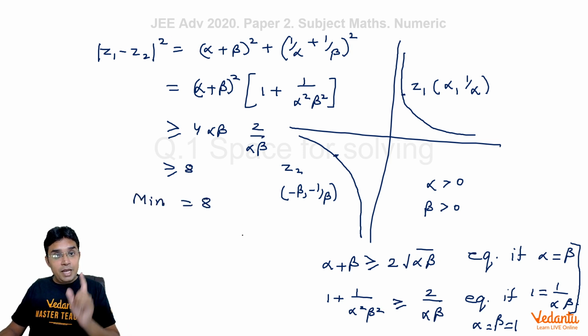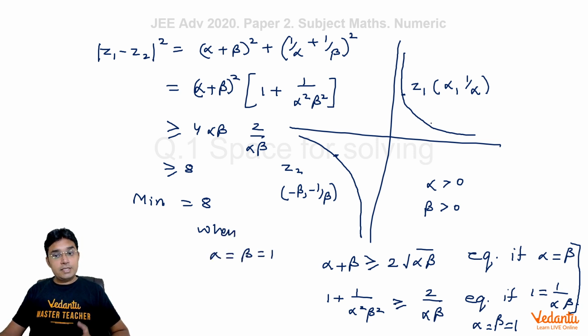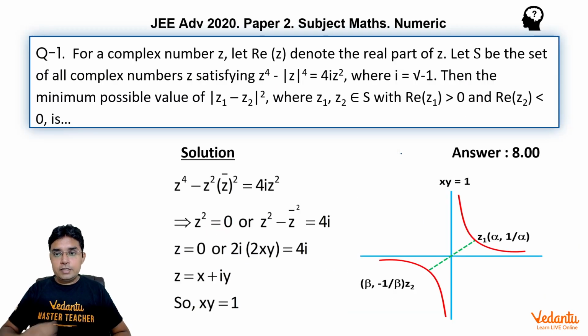And also this minimum can happen because I have shown you these equalities will happen when alpha is equal to beta is equal to 1. And you can see it is giving you the same result. That minimum will happen if you take P to be (1, 1) and you take Q to be (minus 1, minus 1). Okay, so you can see 8 is the answer. So this is all about this question.